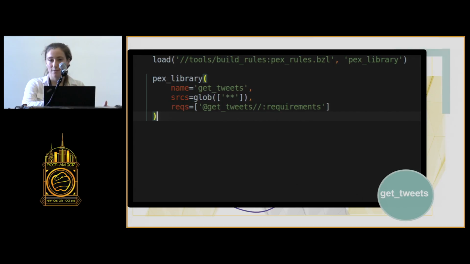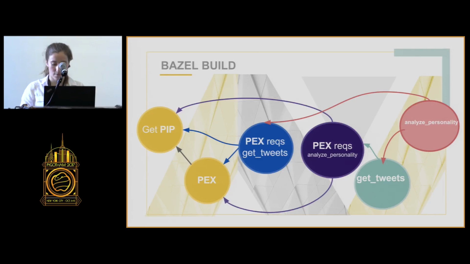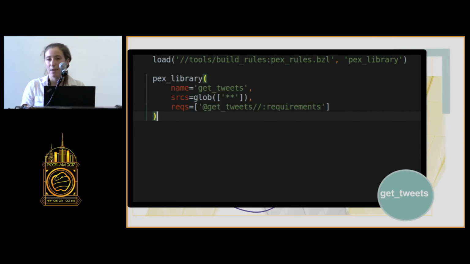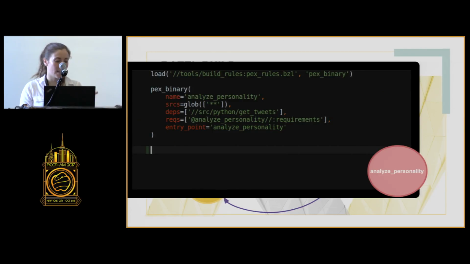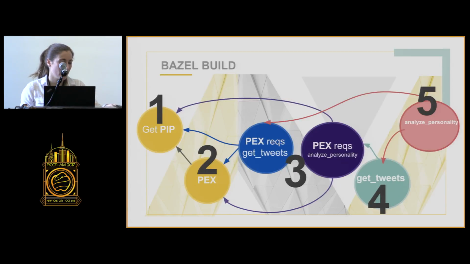And this is our build file for get tweets. So like I said before, that's kind of like the makefile for the target get tweets. And we wrote this rule ourselves, pex library, and all it does is basically it runs a command, which is pex, gives it all the dependencies, and then tells it where to output it. And it doesn't provide a single executable because it's a library. And then same thing, analyze personality is what I was trying to build in the end. And this is its build instructions. It loads this rule we wrote ourselves, and it tells it to create a binary at the end.